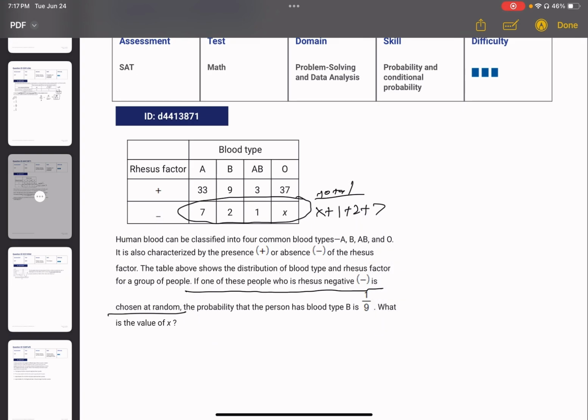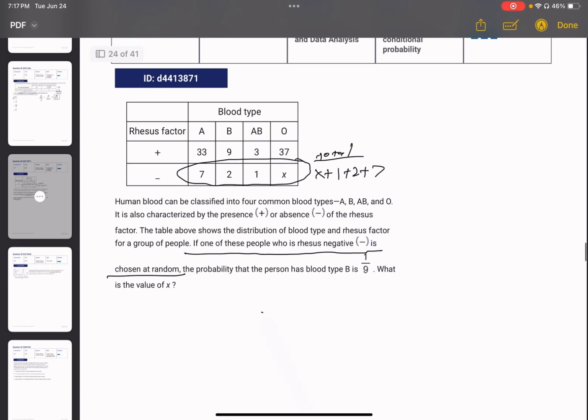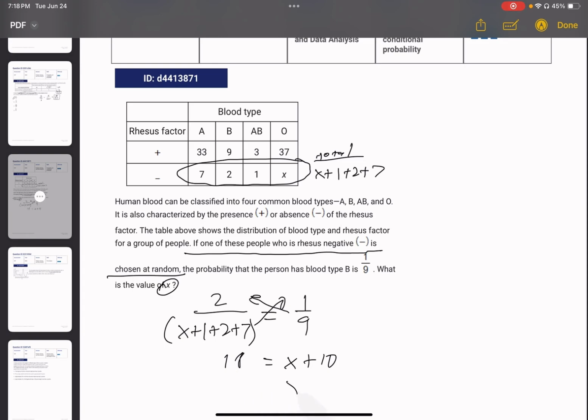So now, with that in mind, we know that this probability is equal to 1/9. So what we're looking for is the probability that the person has blood type B. So 2 over our total, X plus 1 plus 2 plus 7. And now we're going to solve for our X value. So we cross multiply. This is going to be all one expression. So it's going to be X plus 10 is equal to 18. And X is going to be equal to 8.